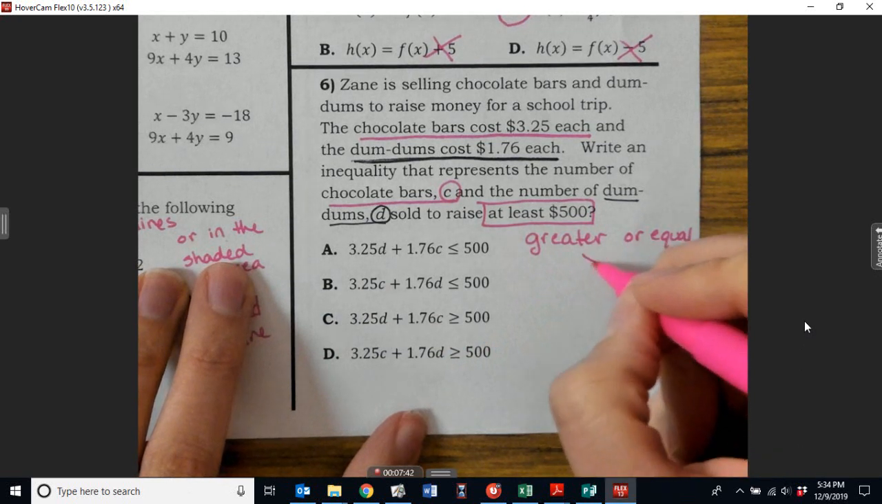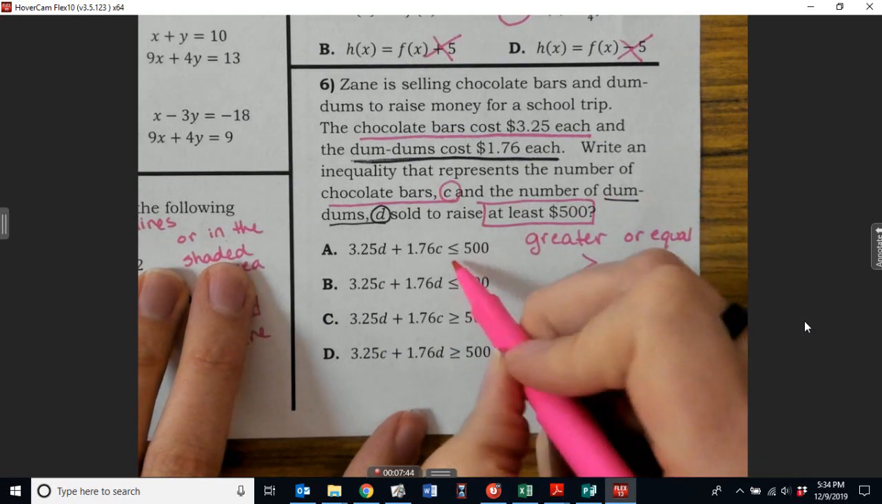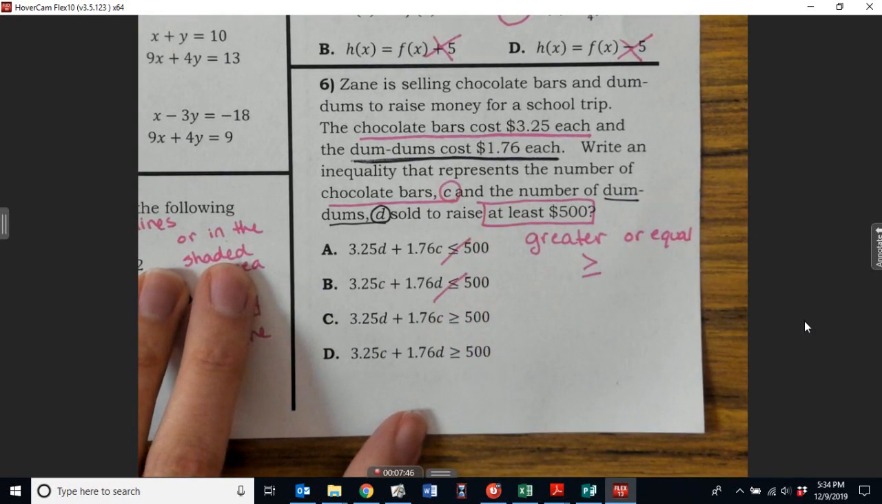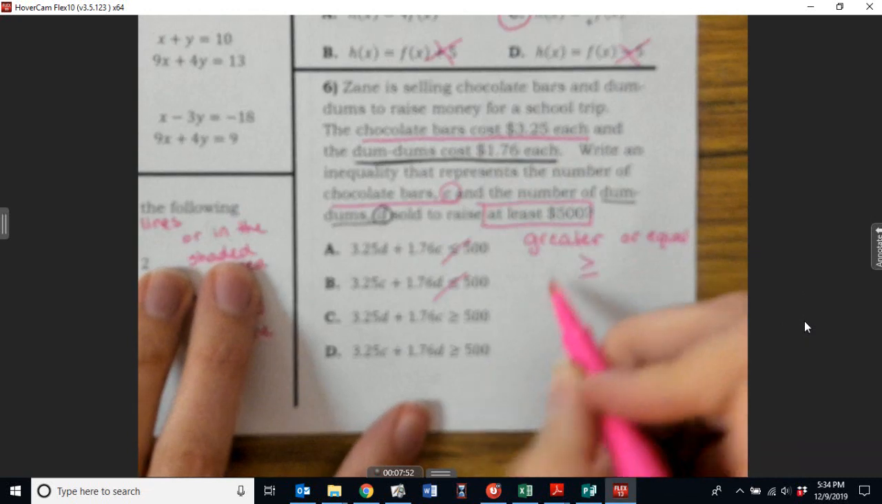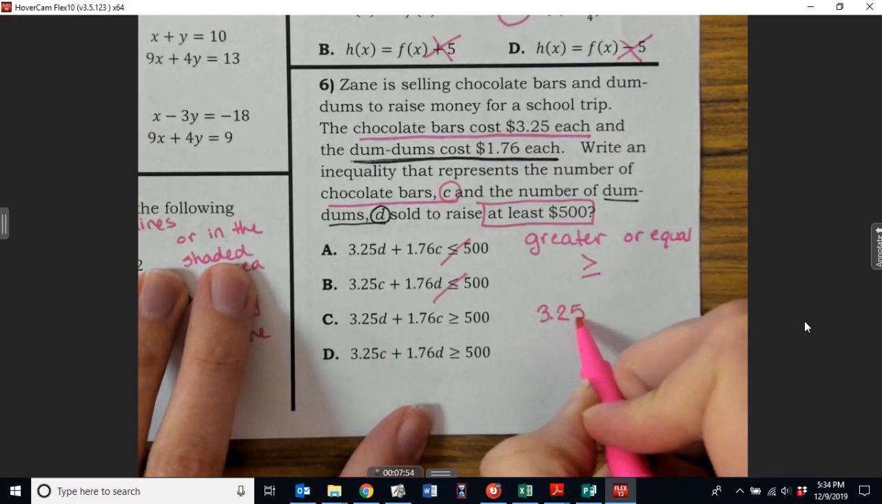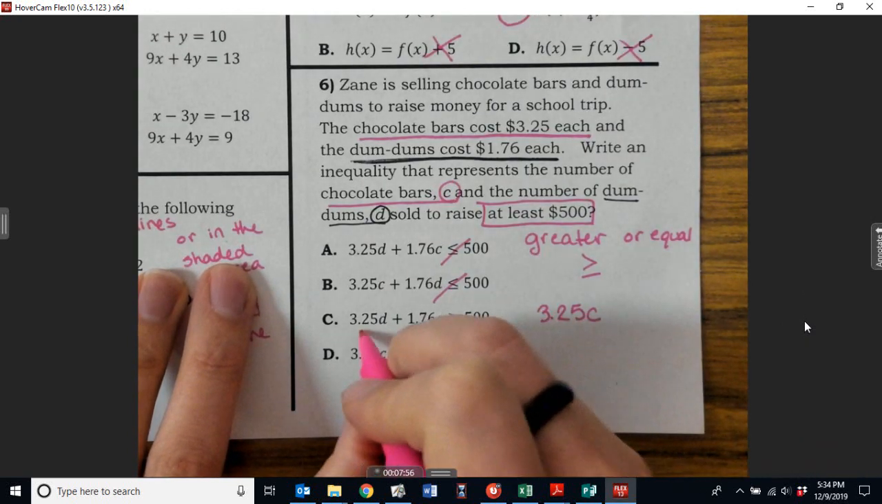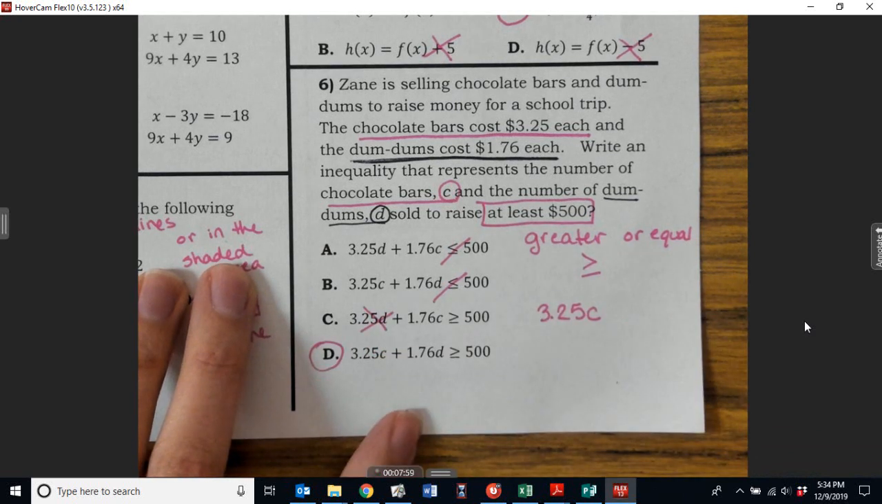And so I need a symbol that looks like this, greater or equal. So those two are automatically out. And then I match up my number with my variable. So chocolate bars are C, chocolate bars are $3.25. So that has to go with C. And so now I'm down to only D as my answer.